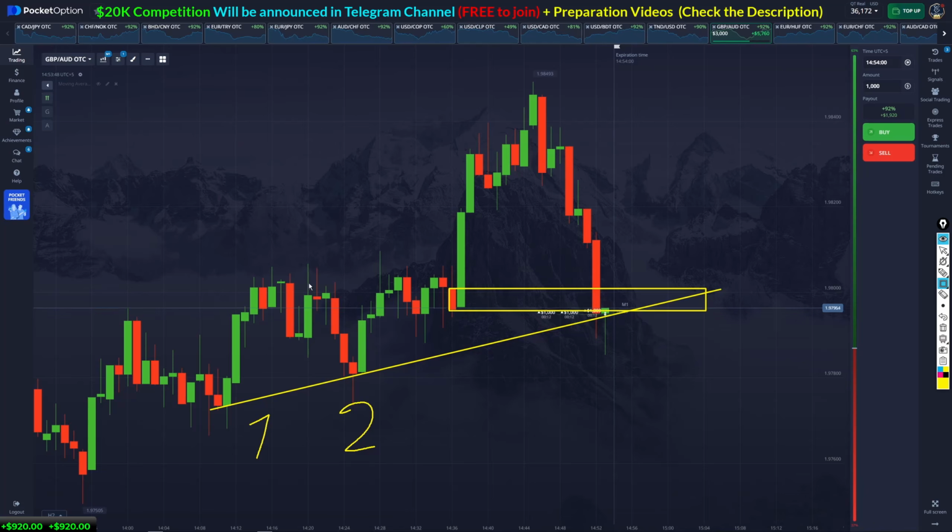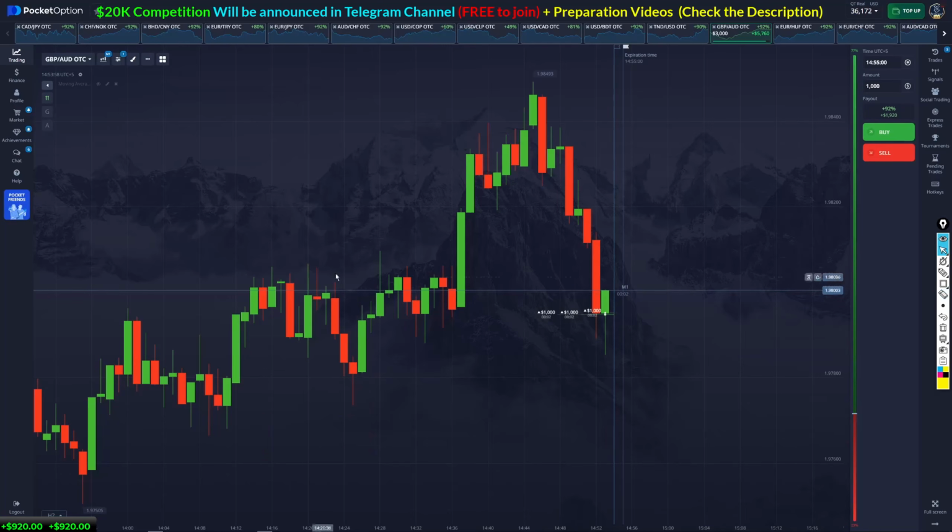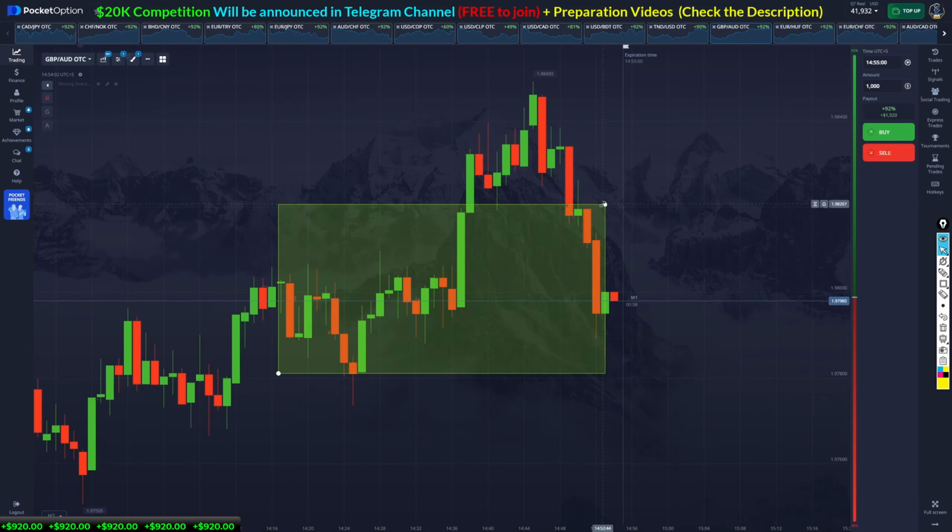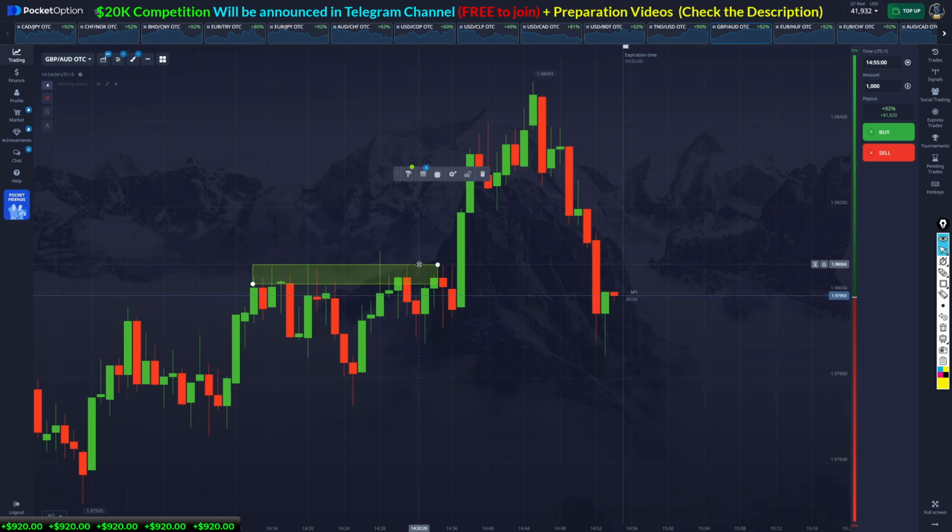Okay, so if you look at the previous resistance area, 1, 2, 3, 4, 5, it has rejected 5 times from this resistance. Okay, let me mark everything. So it has rejected from this resistance 5 times. I will make it like that, and then I will draw the trend line.